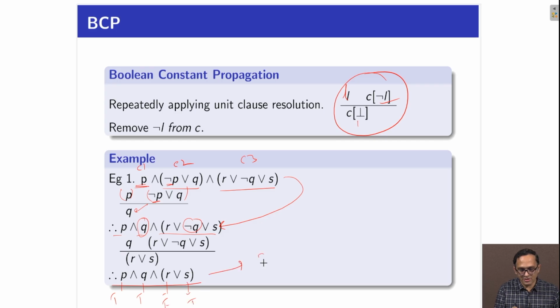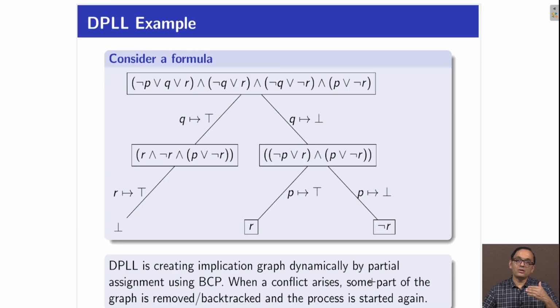So, this will become satisfiable. In the next case, if you take R equal to true, this will reduce to P and Q and true. So, this way I will get the solution. If I apply BCP, I will get a satisfactory solution. But you may not always get that scenario. Let us take an example like this.